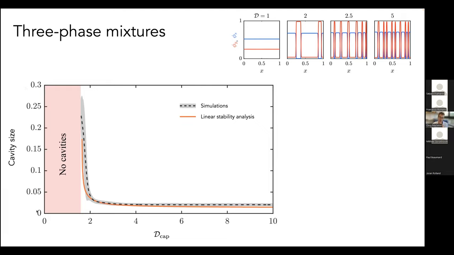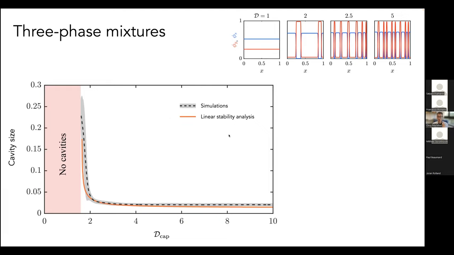It's the cavity size versus the capillary deformability. So if the deformability is too low, below a threshold value, you get no cavities. And above the threshold value, there's a pretty sharp drop and then a fairly constant value for a wide range of deformabilities after that. And what I'm showing you here are actually two separate things. One is results from simulations. We run a whole bunch of simulations for slightly different initial conditions for the same deformability, and then we average the results. The average value is the dashed line and the standard deviation is the gray bar.